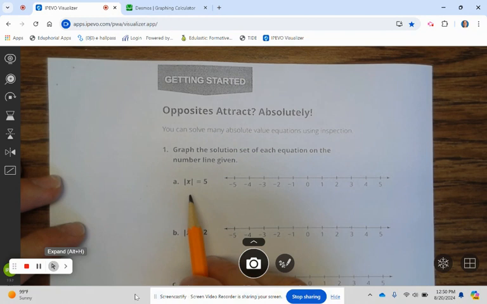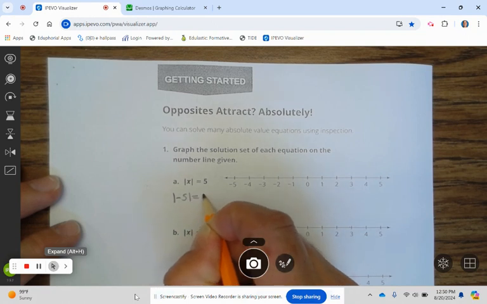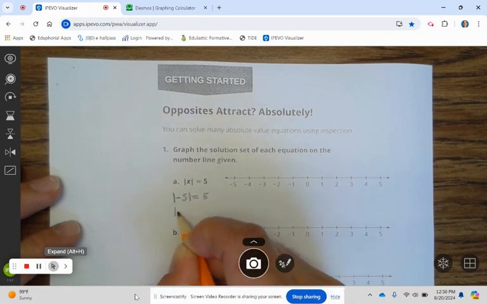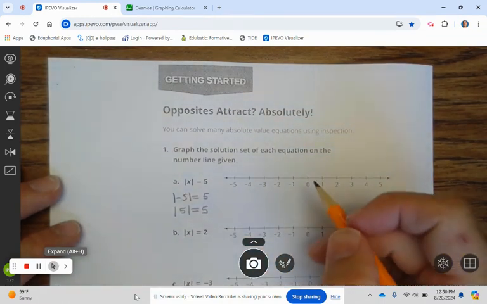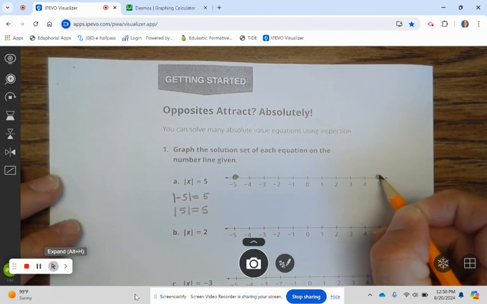So, we have absolute value of x equals 5. So we know that the absolute value of negative 5 equals 5, and the absolute value of positive 5 equals 5. So the solution is negative 5 and positive 5.